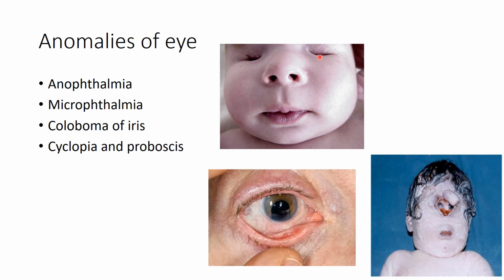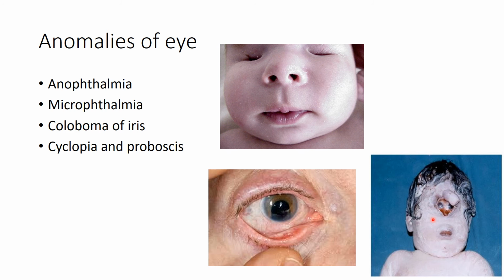Here it is partially sunken, which means there is an eyeball which is smaller in size. We call it microphthalmia. This is because of underdevelopment of the optic cup. Here, there is a deficiency of the development of the iris in the inferior aspect. We call it coloboma of iris. This is because there is failure of fusion of the choroid fissure.